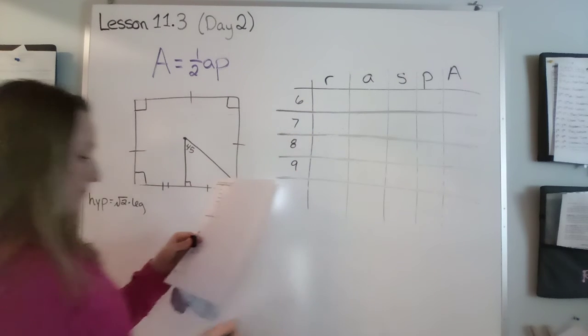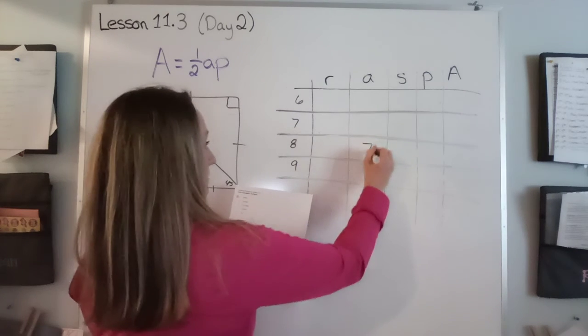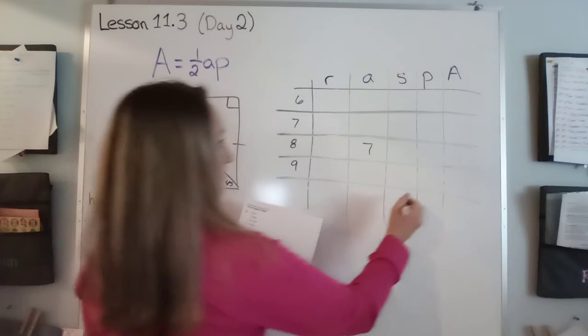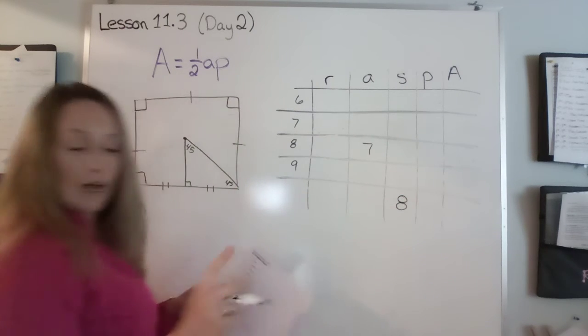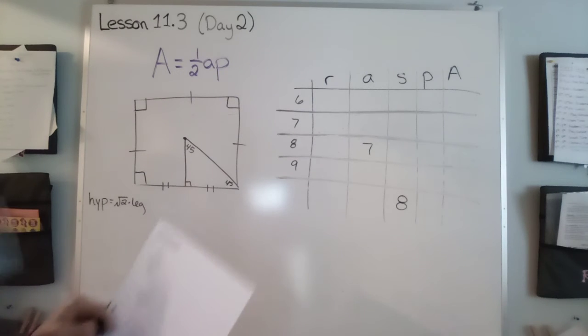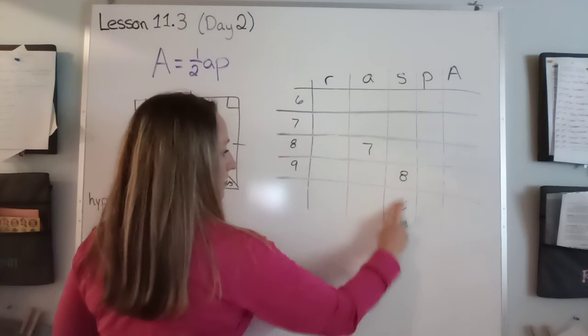And I'm going to look at problems 8 and 9. So for problem 8, you're given the hypotenuse 7. And for problem 9, you're given the side length is 8. You'll notice in this chart, they don't have a spot for the perimeter. You can add a column for the perimeter, or we'll talk about the other way of finding the area instead of using 1/2 AP. Okay? Oh, this goes here, sorry. 8 goes up there.